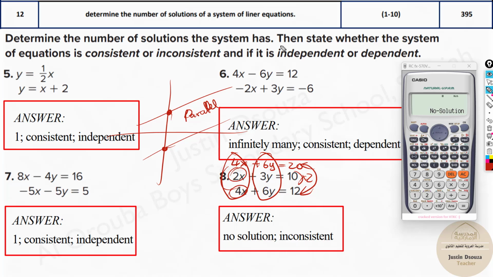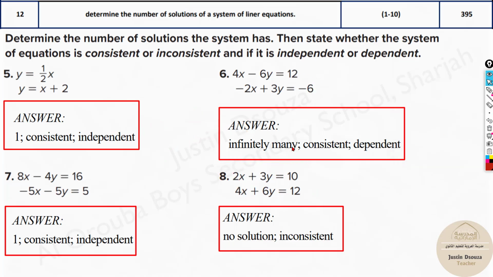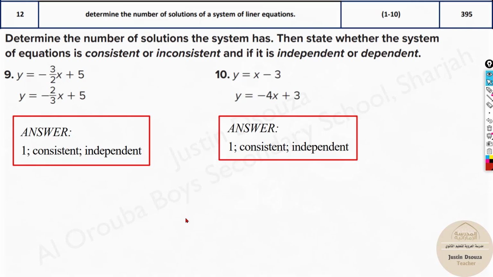This is the reason. But if they are absolutely the same, if we get the same equations, then they have infinite solutions. They're consistent dependent. But if almost everything is the same, but the numbers do not match, then there is no solution. Similarly, please do the other problems by yourselves, and here are the answers.